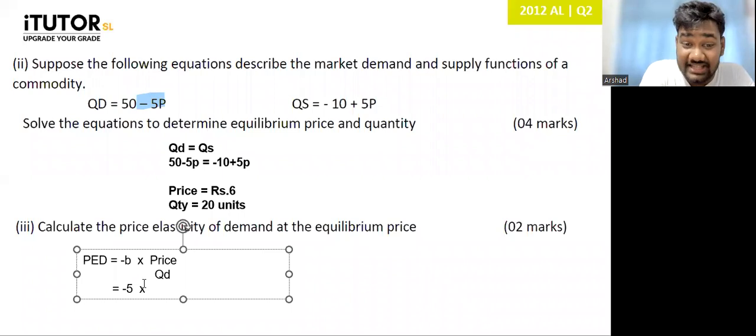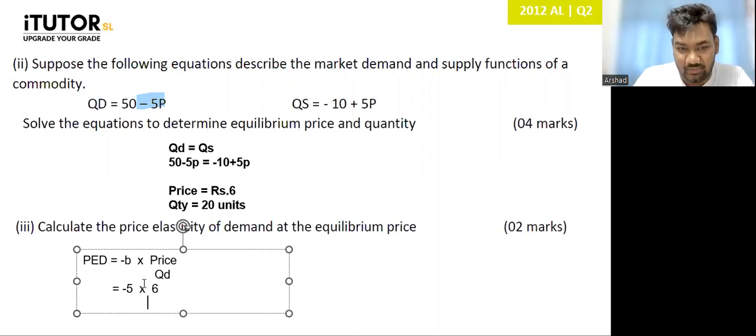And what do I put for price and QD? For price and QD, I put the equilibrium price and the equilibrium quantity. Equilibrium price is 6. Equilibrium quantity is 20. So when you solve this, guys, can you tell me what do we get? Minus 1.5.